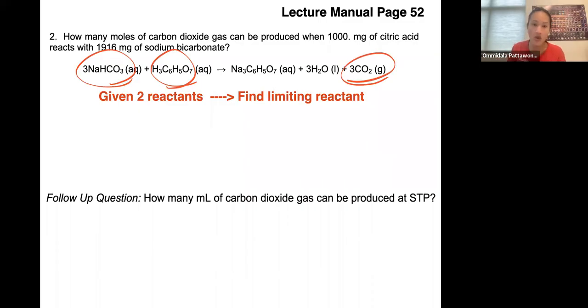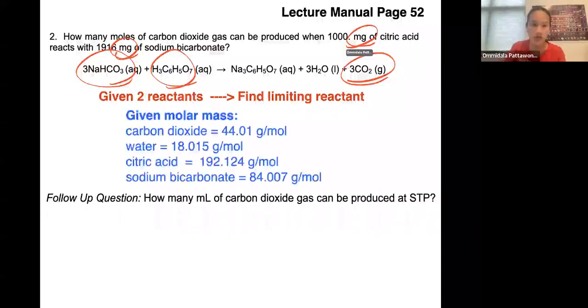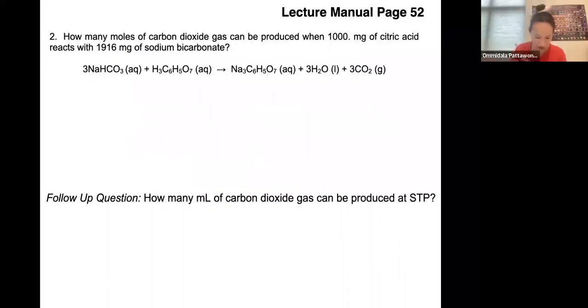Okay, so what you are going to do first is find out their molar mass, because you need to convert all of this mass into mole. So you will need to go ahead and calculate the molar mass. These are the molar masses of all of that. I'm going to use the molar mass of these two, because we are given the mass of citric acid and sodium bicarbonate. So I'm going to actually calculate the amount of CO2 that is being produced.